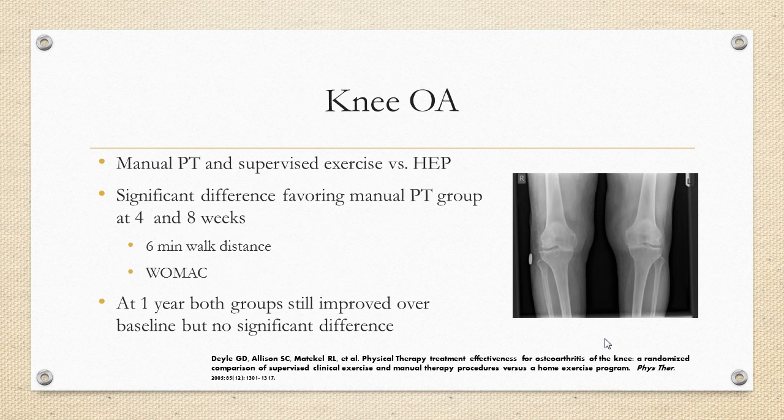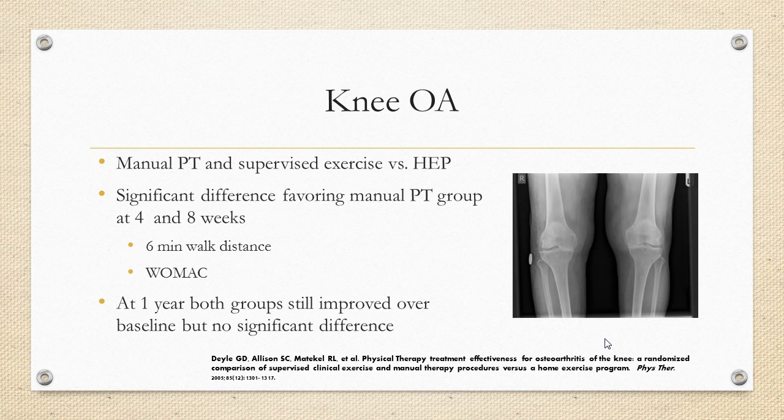Looking at some studies, Deyle et al. looked at knee OA with supervised exercise and manual therapy versus a home exercise program alone. The purpose was to compare the outcomes between those two, basically the home exercise program and the clinic-based program. They looked at 134 subjects, randomly assigned to the clinic group or the home exercise program group. The primary outcome was the WOMAC. Secondary outcomes looked at the 6-minute walk test, frequency of knee injections or surgery, and medication use.